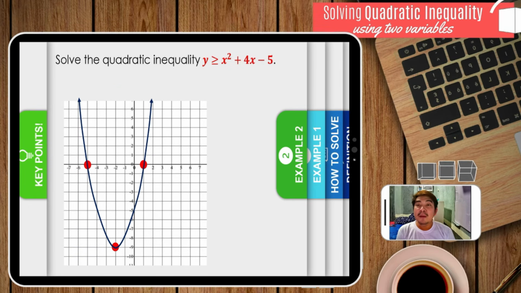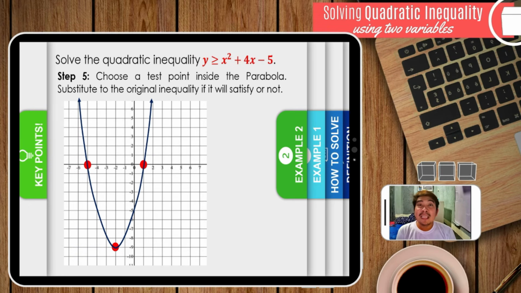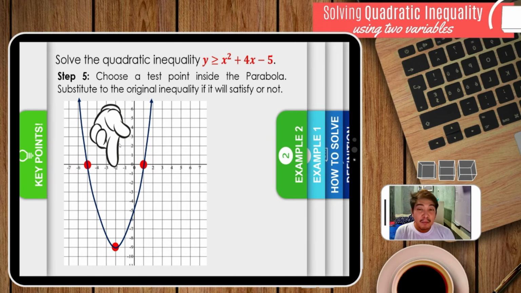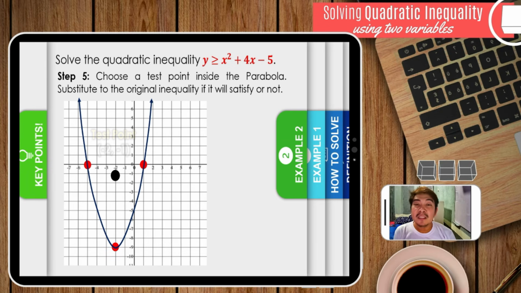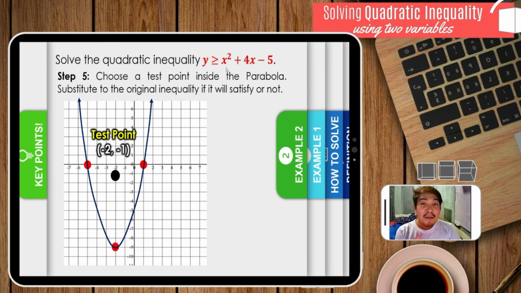Okay, so next, step number 5 tayo. Kukuha na tayo ngayon ng test point. Okay? Kuha tayo ng isang test point dito sa loob ng parabola. So, kanina 0, 0 yung kinuha natin. Ngayon, iba naman kuhain natin. Pero pwede rin si 0, 0. Pero at this example, let us use the test point negative 2, negative 1. And let us test kung kasama ba tong point na to doon sa magsasatisfy sa given quadratic inequality. So, kapag nag-satisfy siya dito, kasama si negative 2, negative 1 sa solution set.